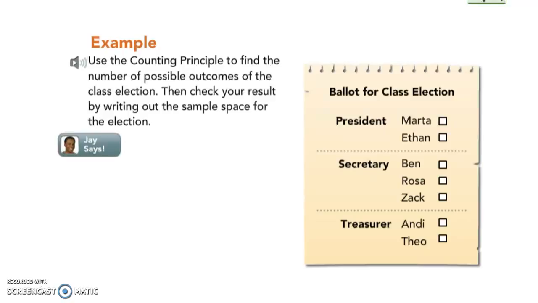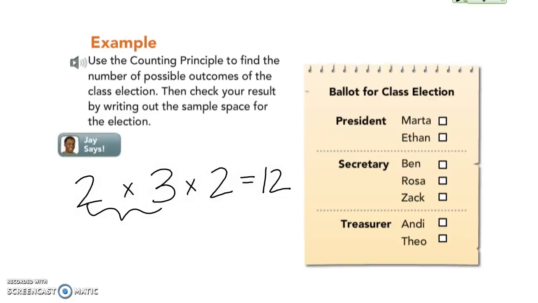Call this example 1. We are looking at the number of outcomes for the class election. So we are making 3 choices. We are choosing president, secretary, and treasurer. How many choices do we have for president? We have Marta or Ethan, so that's 2. How many choices do we have for secretary? We have Ben, Rosa, and Zach. That's 3 choices for secretary. And then we have 2 choices for treasurer, Andy and Theo. So then we just multiply 2 times 3 is 6, times 2 is 12. So there are 12 possible combinations, 12 possible outcomes for the election.